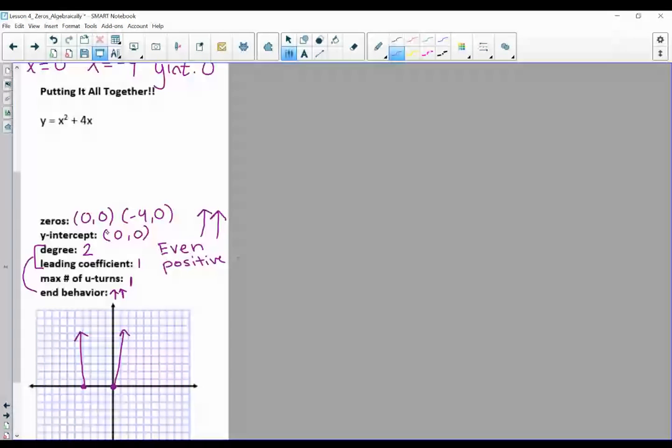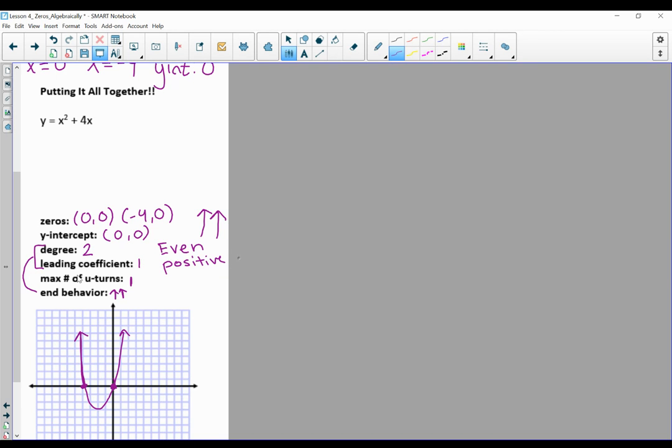So I took care of the zeros, the y-intercept, the degree and leading coefficient. That's how I determine the end behavior, so I'm not really doing anything with that on the graph itself. And then the max number of U-turns is 1. So I know that U-turn is going to be here because that's what makes sense. It's going to be down here because that's what makes sense for this. If my end behaviors are both up, up, it would not make sense, for instance, to have my U-turn go like that. No, that does not make sense. That would make it have 3 U-turns. So it's only 1 U-turn, and it is there.